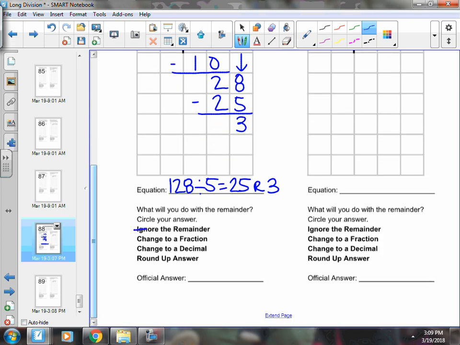We are not going to ignore those 3 movies. We are certainly not going to break those 3 movies up into pieces. And we're not going to show it as a decimal either. That's reserved for money questions. So we need to round the answer up.